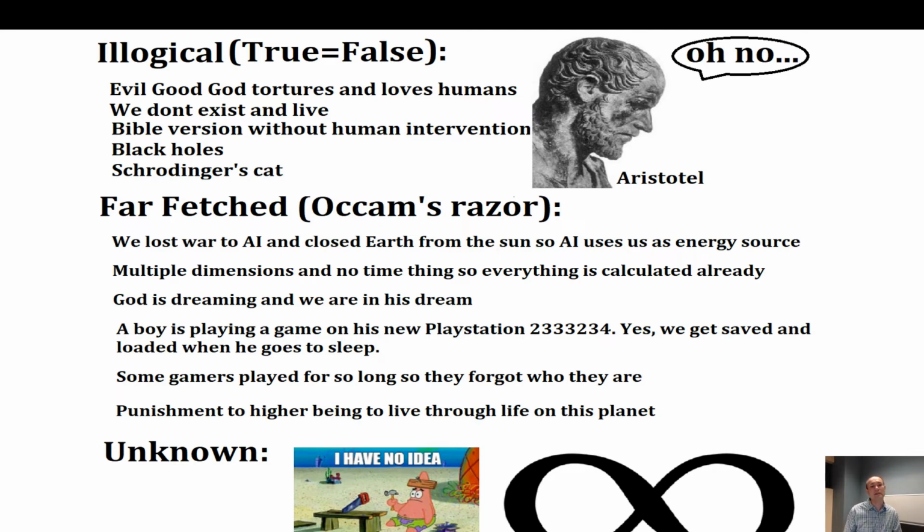We don't exist and live. Another one, Bible versions. If we assume that the Bible is directly written by God and not by humans who introduced some imperfections, if we just think of the Bible as a perfectly written book by God, then it also falls into this category because it is full of controversies and true-false phenomena.